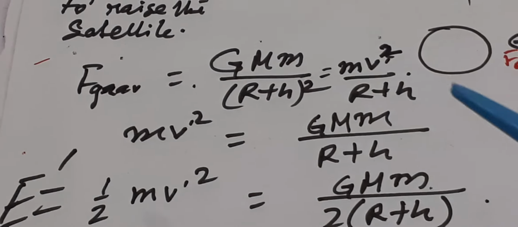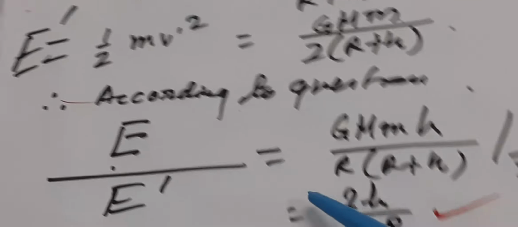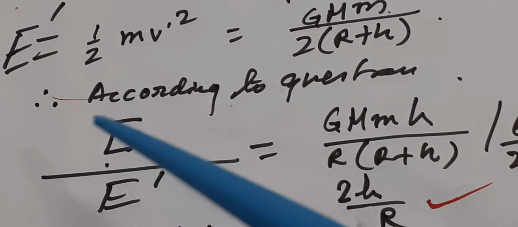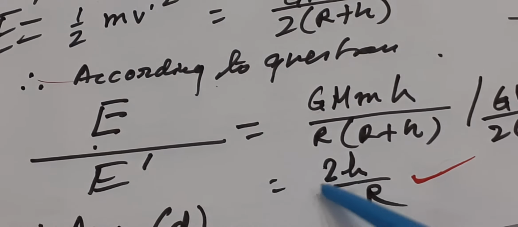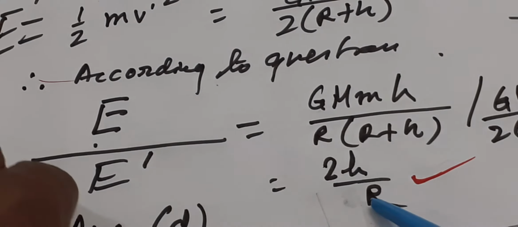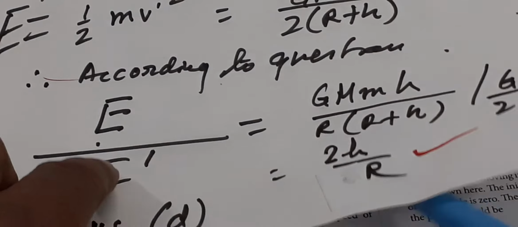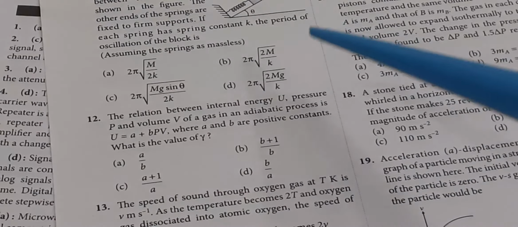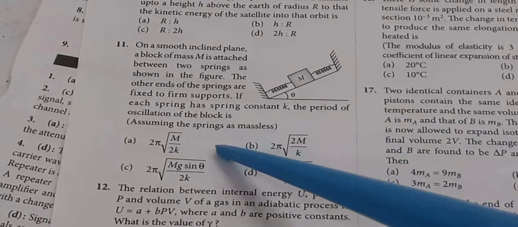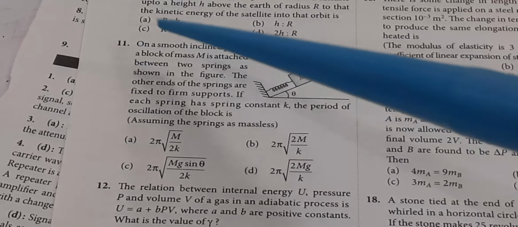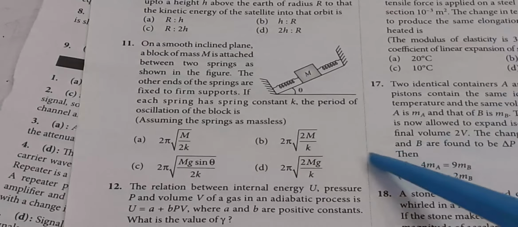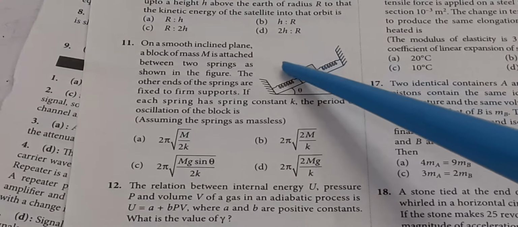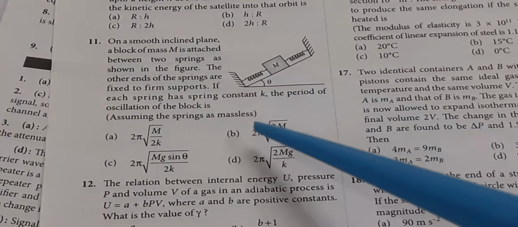We have to find the ratio between the energy initially given, that is E, and this energy E dash. The ratio between these two is being asked. Solving here we get 2 small h by big R. That means D is the answer here.